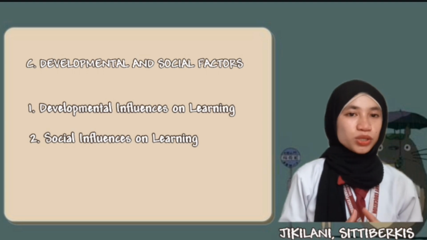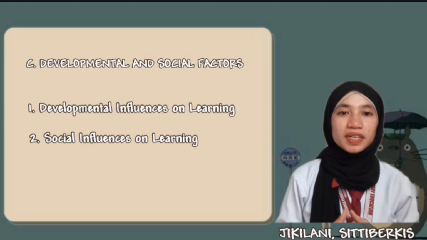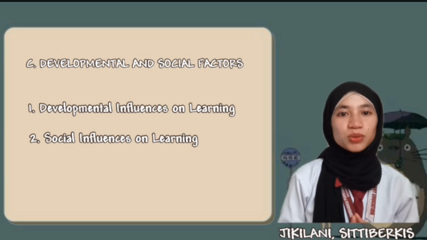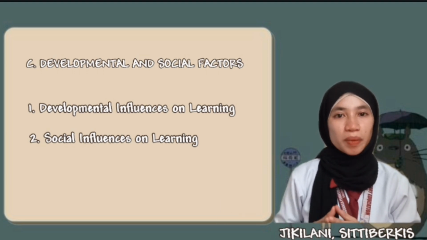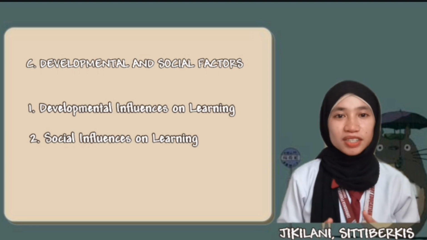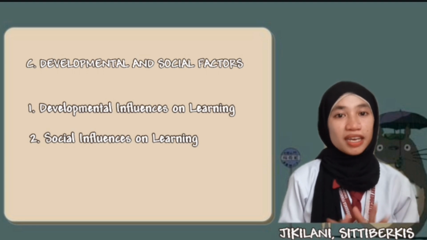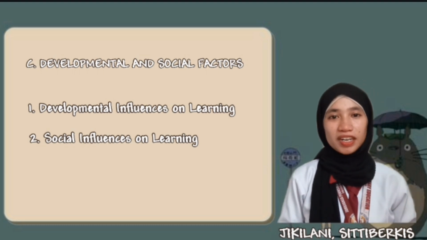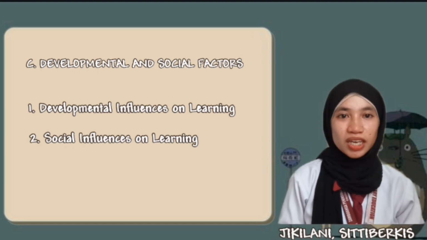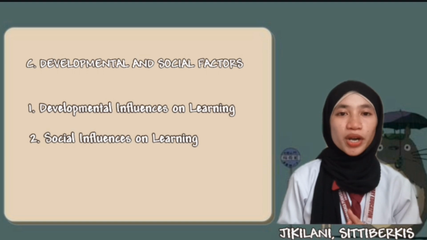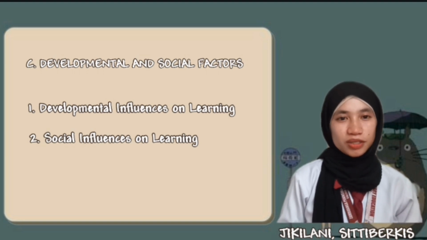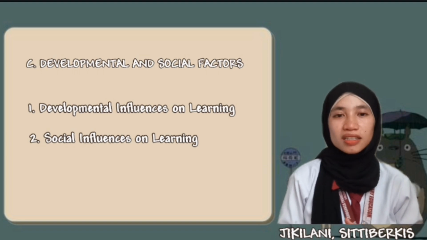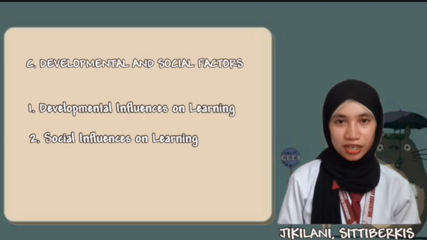When we say social influences on learning, it refers to the impact of relationships, communication, and interactions within the learner's environment, including peers, family, and community. For example, a student participating in a group science project learns teamwork and leadership skills because interaction with others enhances learning and supports knowledge sharing.